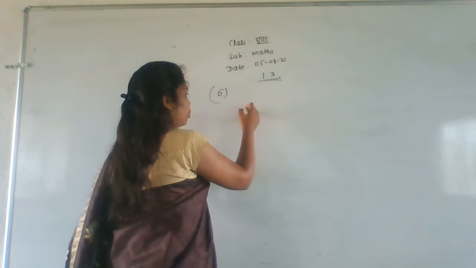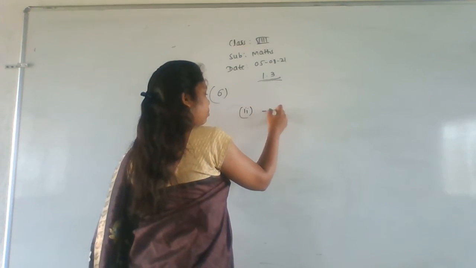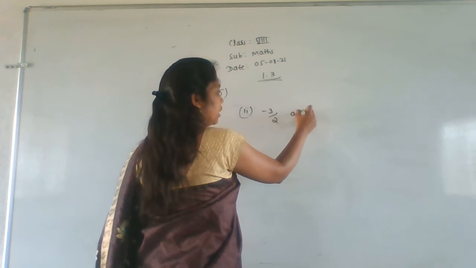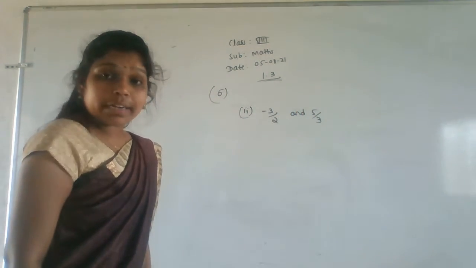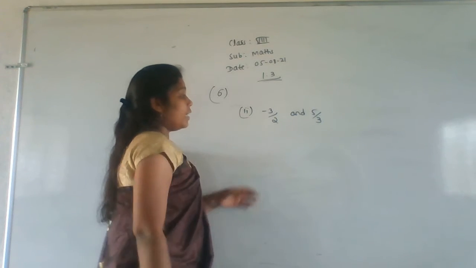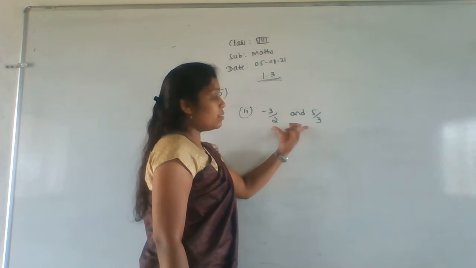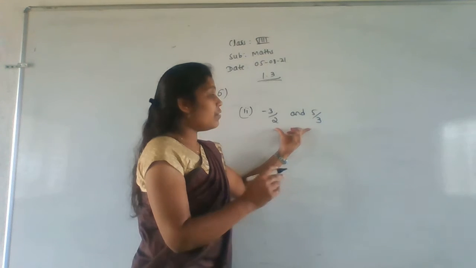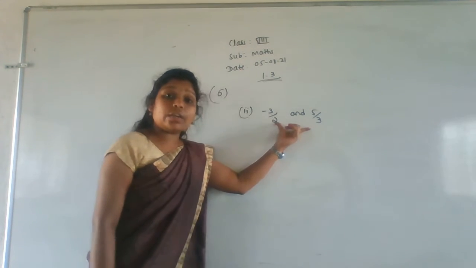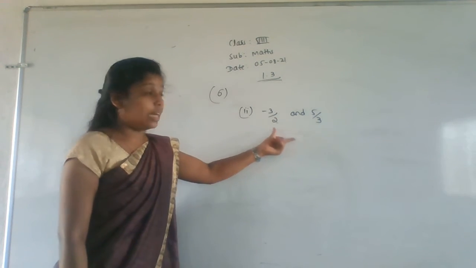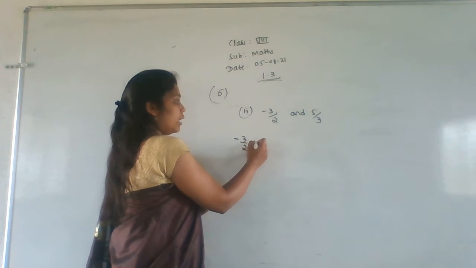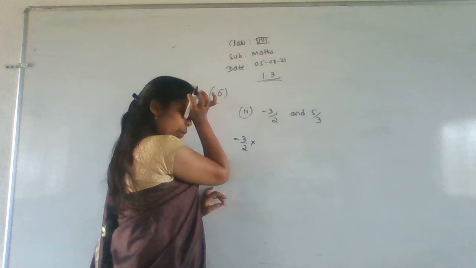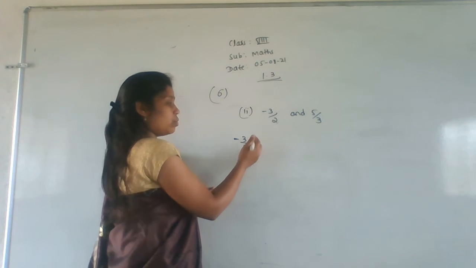Minus 3 by 2 and 5 by 3. Again here the denominator terms are different. Again, the first thing is to make the denominators the same. So now multiply 3 by 2 into, you can multiply by a larger number also, okay.